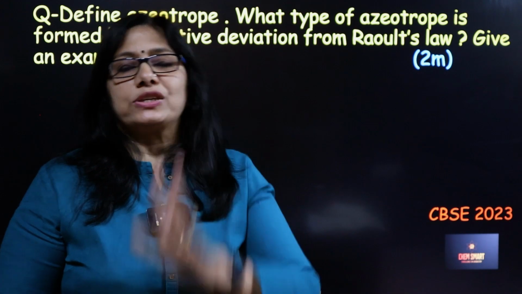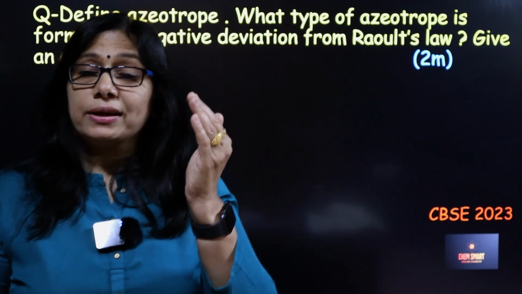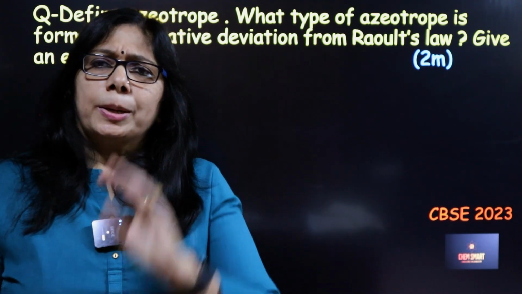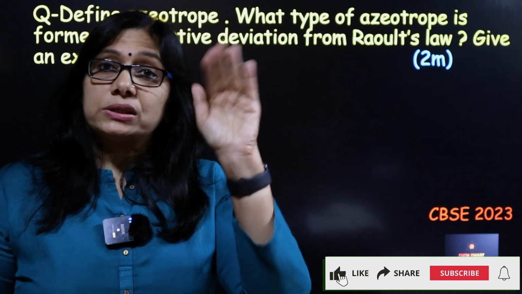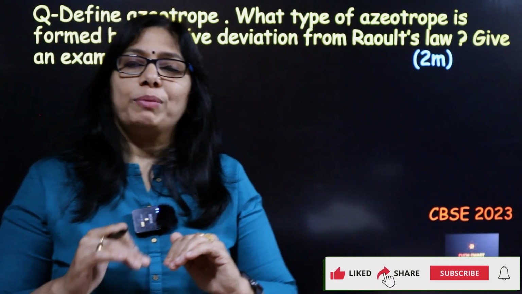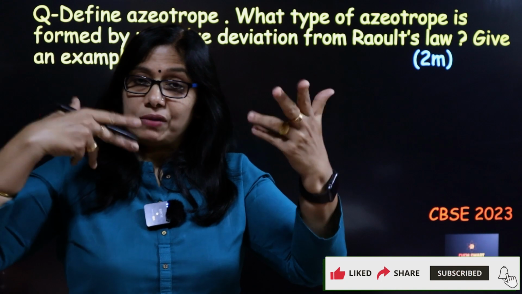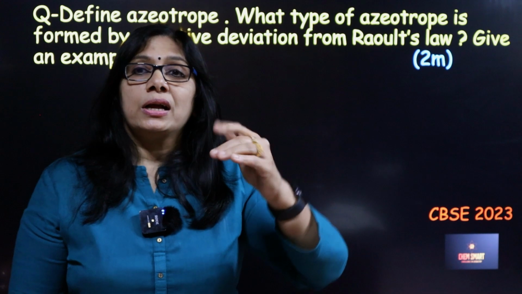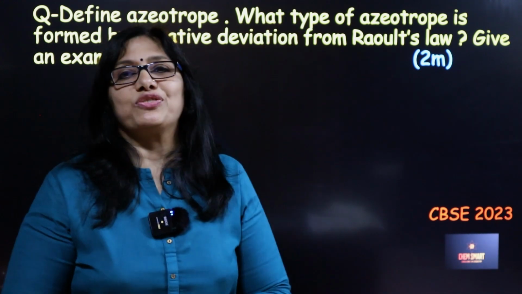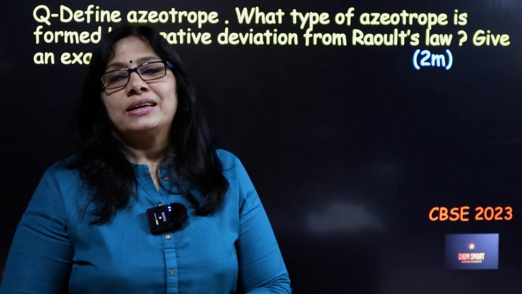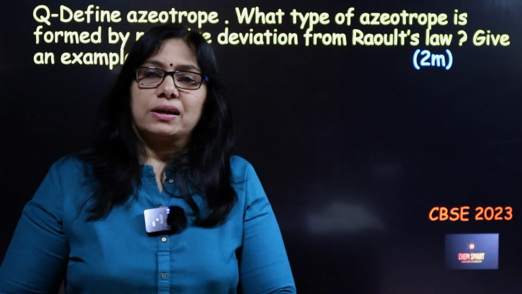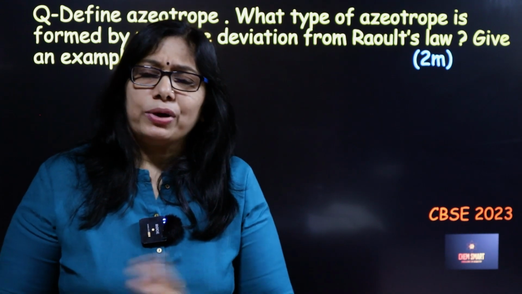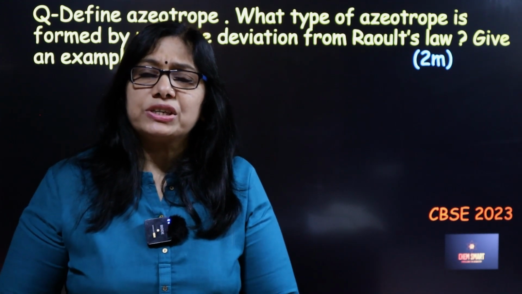There are 2 types of azeotropes, minimum boiling and maximum boiling. What is the meaning of minimum boiling? Minimum boiling means boiling point is low. Boiling point is low means vapor pressure is higher. They are inversely proportional. So, vapor pressure is higher means they will be showing large positive deviation from Raoult's law. Example, ethanol plus water at 95% composition. It forms a minimum boiling azeotrope because it shows positive deviation.